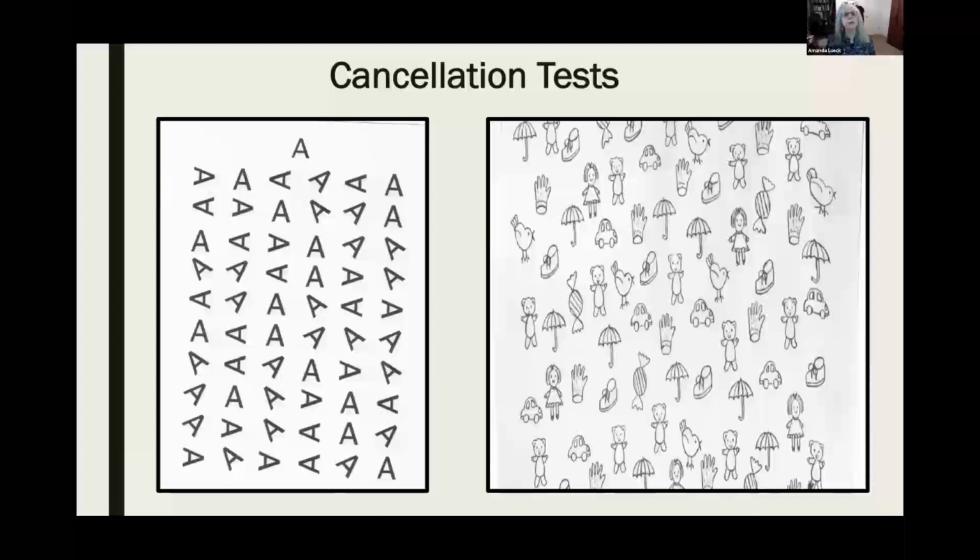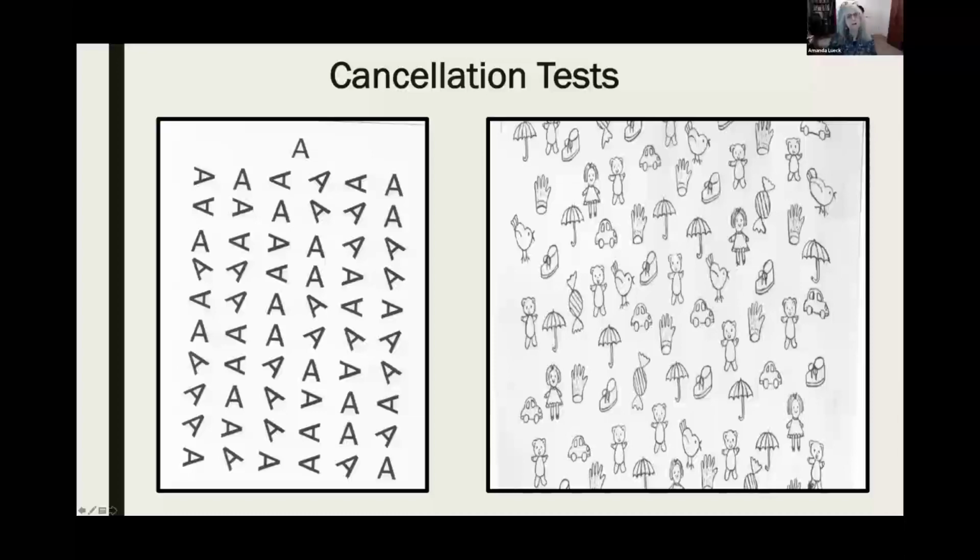Here's another test that I like to use, and these are cancellation tests, and I found these on a test that I'm going to show you a little bit later called the EVA. And these tests are used a lot by occupational therapists for determining visual neglect. And the direction is to find all, on the left-hand side, there are A's in different orientations. And so the direction is to find the A with the same orientation on the page. And if there's visual neglect, a portion of the page might be neglected.